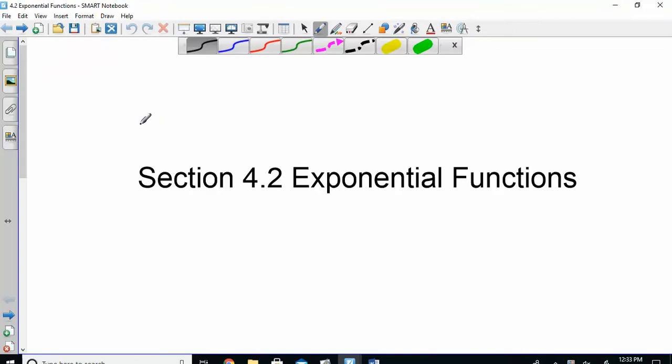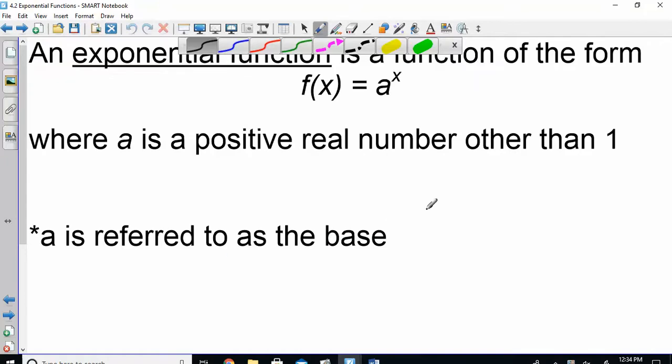So first of all, if I'm talking about an exponential function, do you know what that means? Can I say something that's exponential? It has an exponent. The variable is your exponent. So that's an exponential function. F of x equals a to the x. A just represents some number other than 1. It's called your base. And then the exponent is the variable.